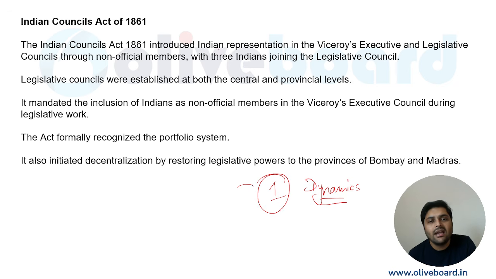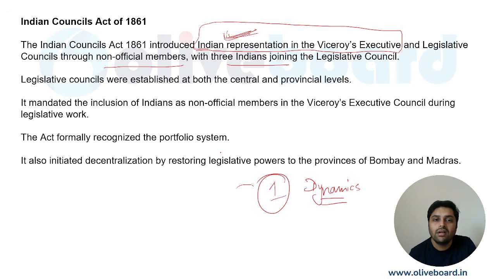The Indian Councils Act of 1861 introduced Indian representation. From here, see the constitution. Indian representation starts from here. And the legislative council through non-official members, with 3 Indians to join the council. So if you see, the constitution connects back to this Indian representation.